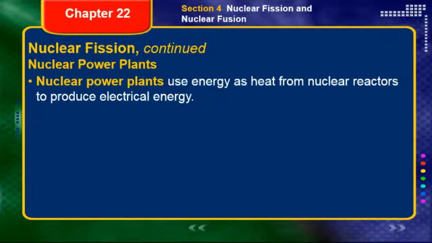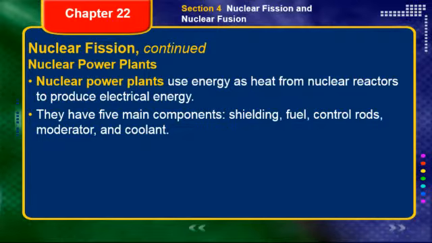Nuclear power plants use energy as heat from nuclear reactors to produce electrical energy. So we have these nuclear reactors where the fission reaction that we just looked at is occurring. Another product of those reactions is heat. That heat is transferred into other moving parts that generate electrical energy. There are 5 main components of a nuclear reactor: shielding, fuel, control rods, moderator, and coolant.